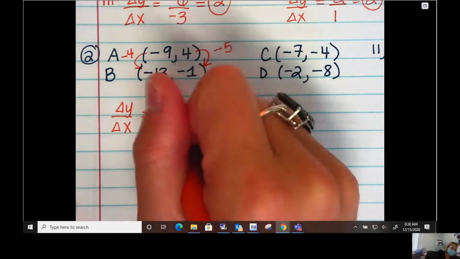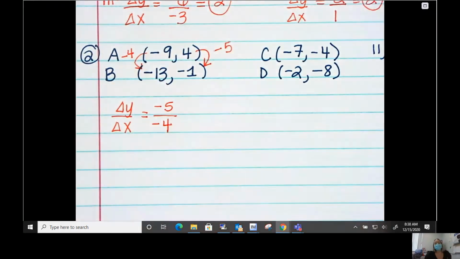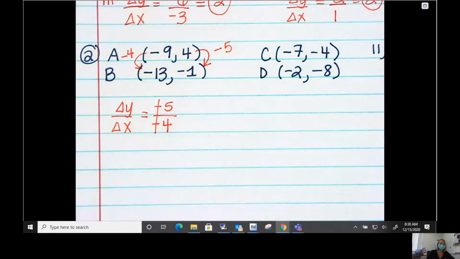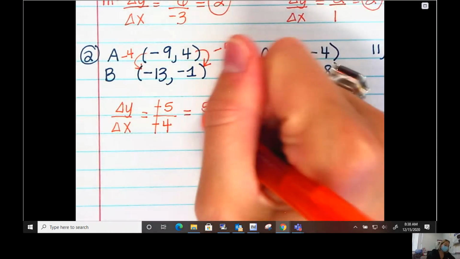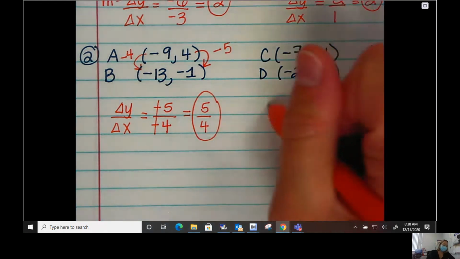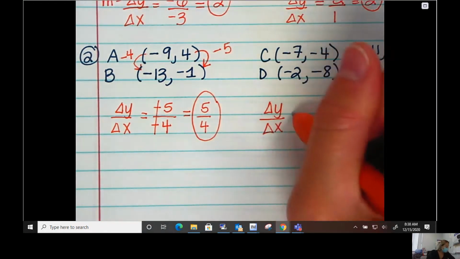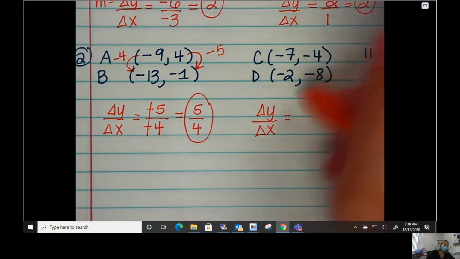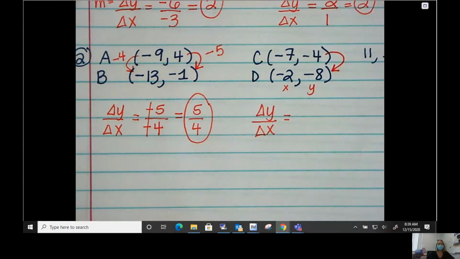So your slope is what? -5 over -4. Now, you don't want to reduce the 5 over 4, right? You can't get that any smaller, but what can you get rid of? Yeah, the negatives. What's a negative divided by a negative? A positive. So you can just get rid of those negative signs. Your slope is 5 over 4. Okay, let's do the same thing for the other one. Change of y over change of x. Here's your x's, here's your y's. How do you get from -4 to -8?